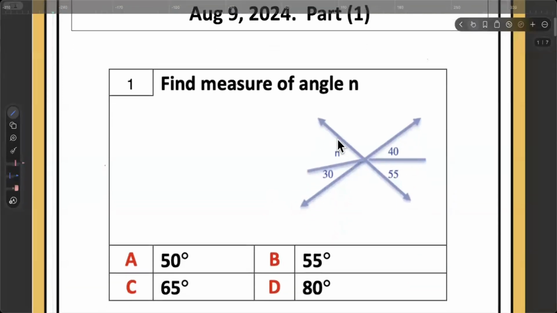Find the measure of angle. We want to find the measure of this angle. You know that each two vertically opposite angles are equal in measure. If you have two straight lines that intersect at one point, each two vertically opposite angles are equal in measure. So we have n plus 30 equals 240 plus 55. Subtract 30 from both sides, it means n equals 65, so the answer is C.